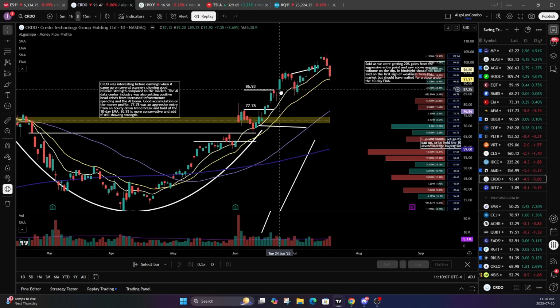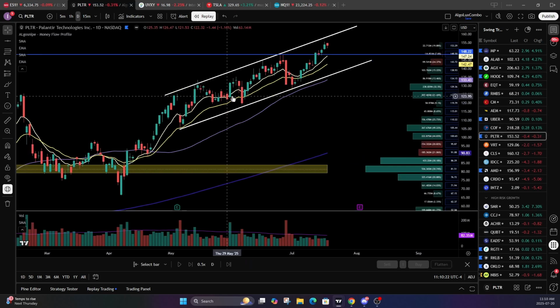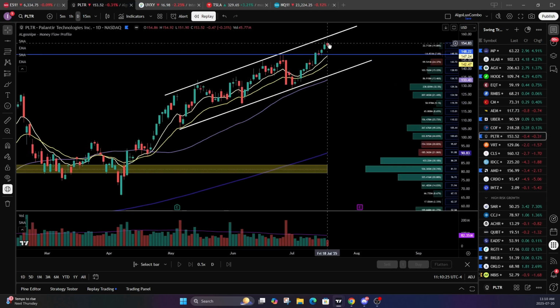Credo, for example, when you got that entry, would have held above that 10-day here, right? No strong close below it. Could have held for this move. If you look at HUD here, once we got that break, just holding above that 10-day on this entire move to the upside would have been a good indication to continuously hold there as well. Palantir, a bit more volatile, but still holding those key averages at the 10-day.